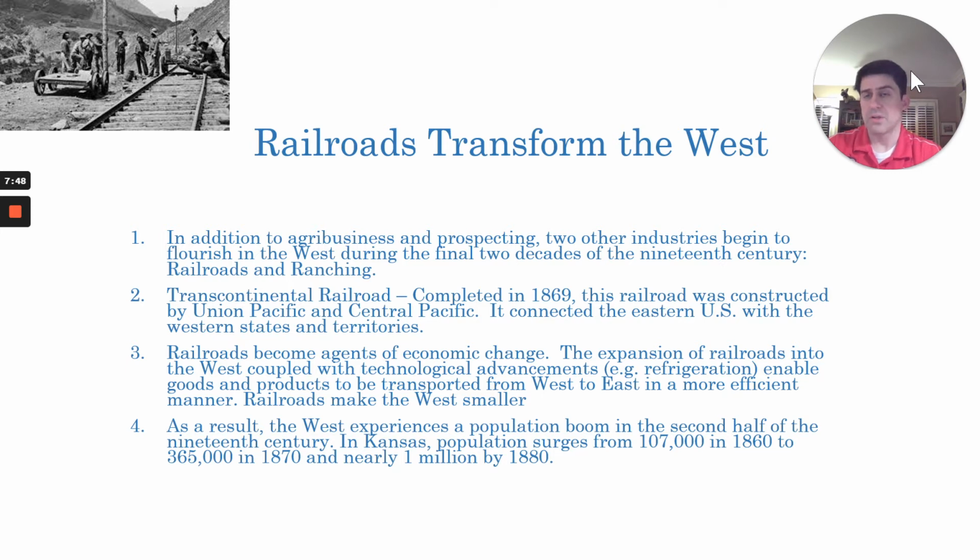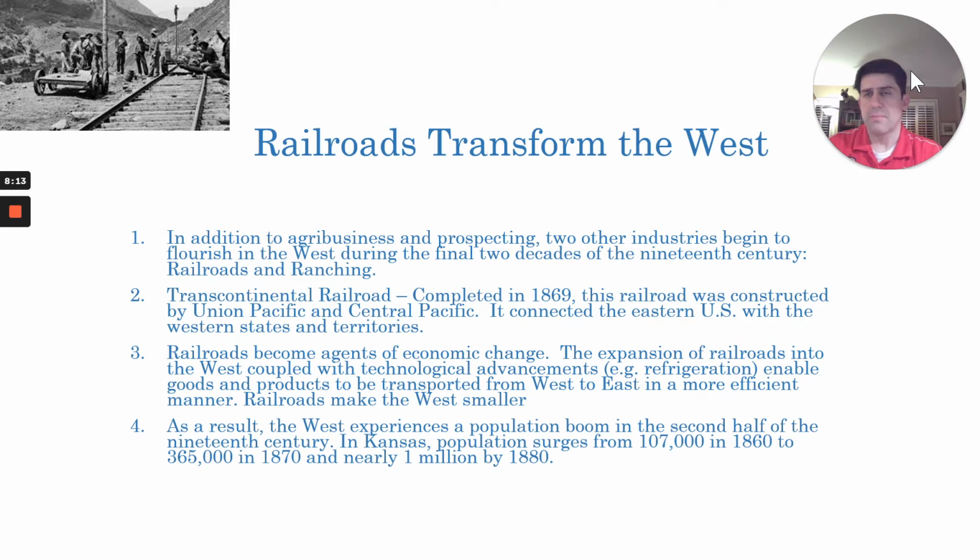In Kansas alone, for example, population surges from 107,000 in 1860 to 365,000 just 10 years later, and nearly 1 million residents in Kansas by 1880. That's a tremendous amount of growth in a relatively short period of time.